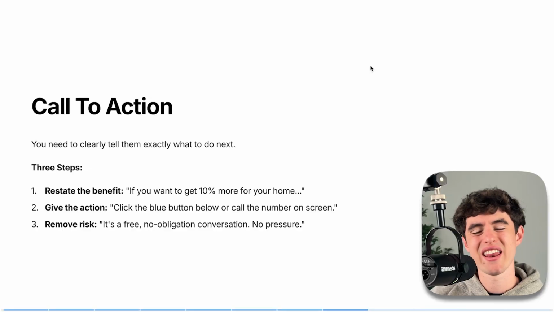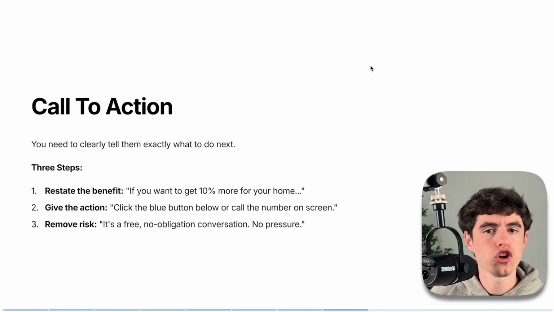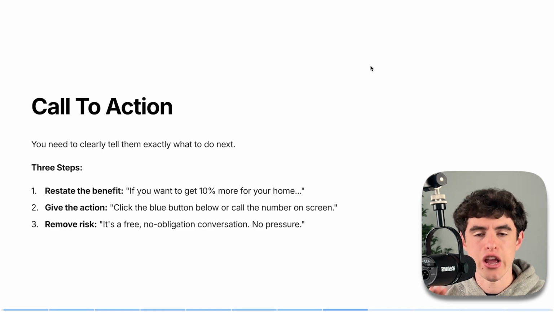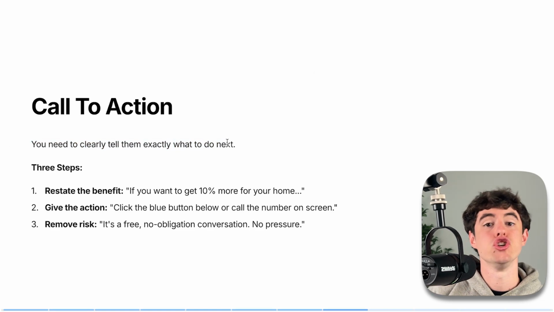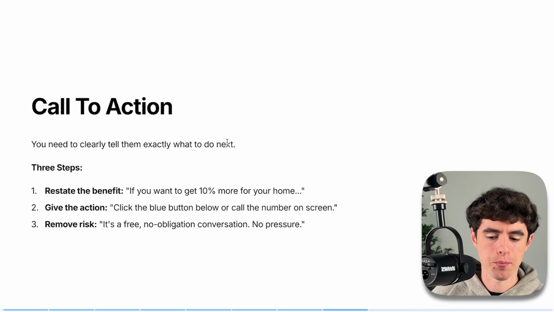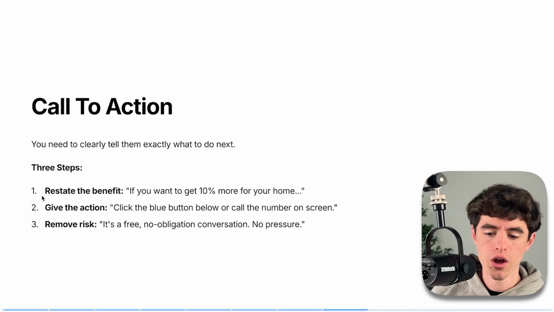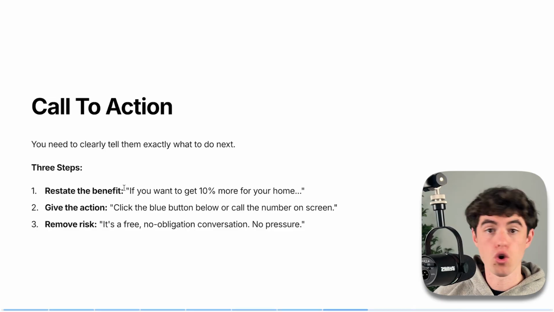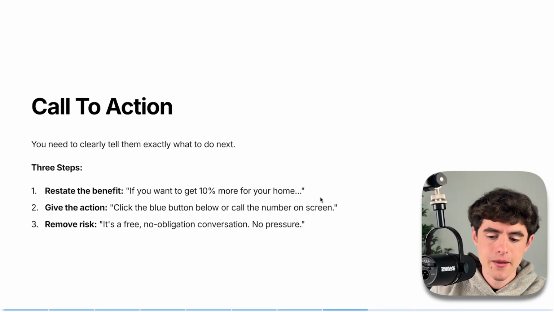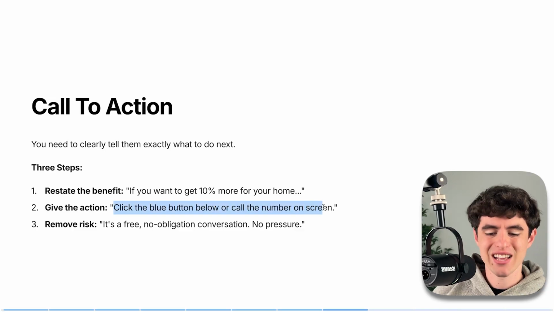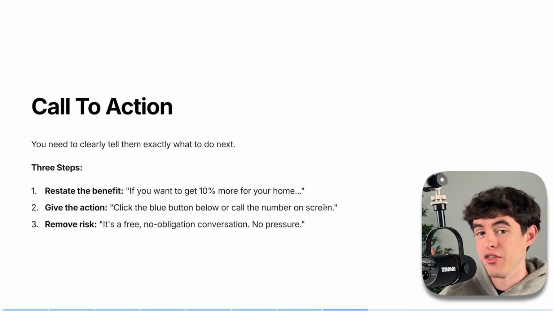And just restating the last part of the ad, the call to action is just as important as the other 3 steps as well, because you need to tell them exactly what they need to do next, clearly and simply. And there are 3 steps to do so. Number 1 is restating the benefit of working with you. If you're a realtor, if you want to get 10% more for your home, then give the action. Click the blue button below or call the number on the screen.